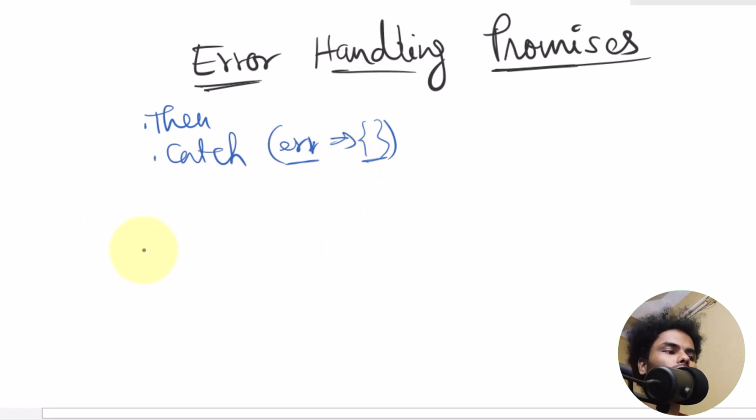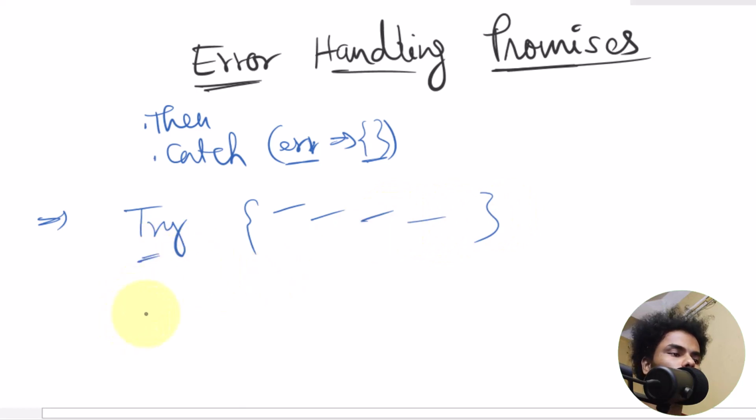And also we can use the try catch. So we can use the try block. We put our code inside the try block, which has the potential to generate error, and right after the try block we use the catch block, and the catch will take the error, and here we can write the code to handle the error.